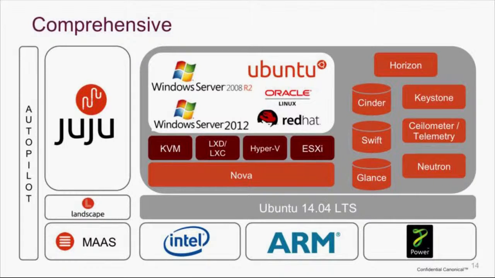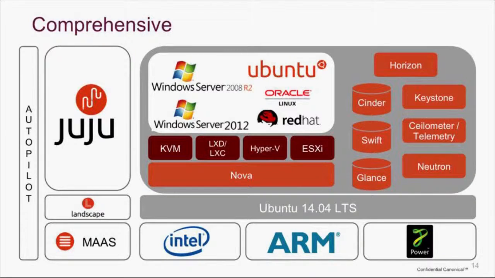As you would expect, if we start from the bottom upwards on the right-hand side, Ubuntu, the LTS, long-term support edition of Ubuntu, which means it's supported for 5 years, runs on a number of different hardware architectures. Of course, Intel is certainly the most popular in the market, but also on top of ARM or Power 8 architectures too. So this is not just one architecture.